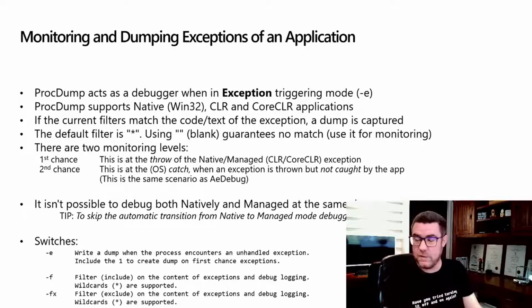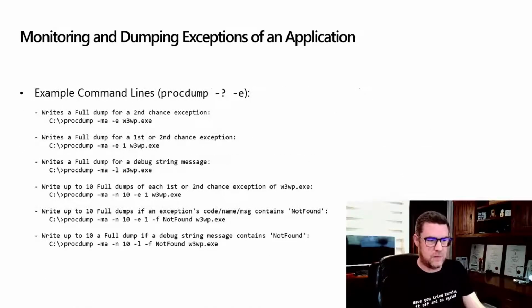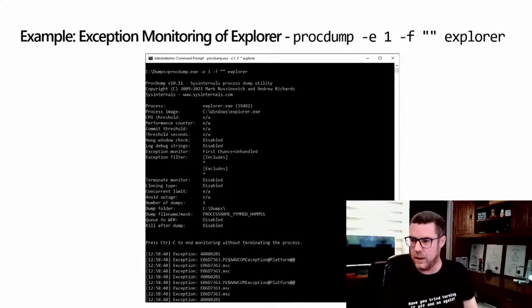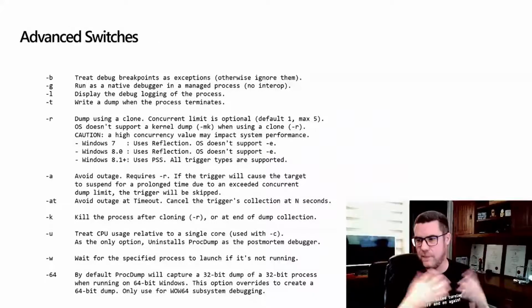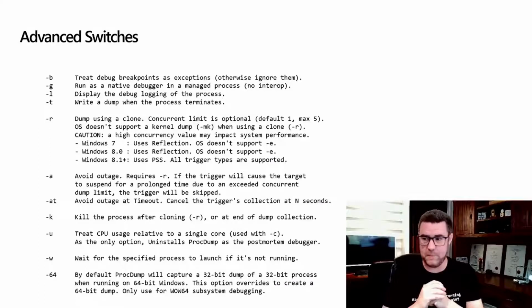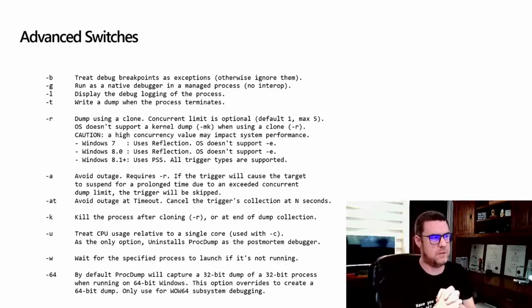You can use more than one filter. You can use positive and negative filters, including and exclude filters. A whole lot of examples. I won't go through them right now. And then, as I said, this is the thing that we traced before. Some really esoteric options that we'll just quickly go through. Minus B treats breakpoints as exceptions by default. Our breakpoint is ignored and just continued when we're doing exception monitoring. But if the breakpoint is needed to be caught, you can add minus B.